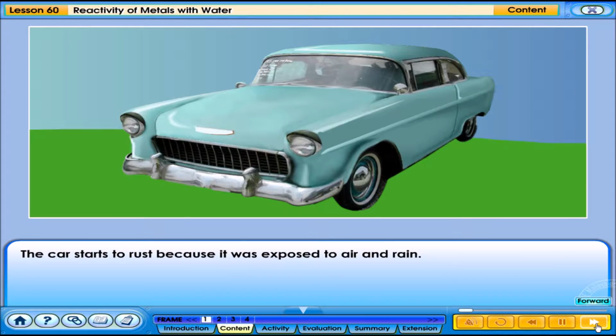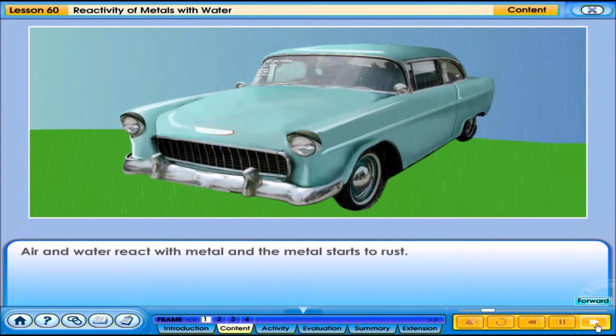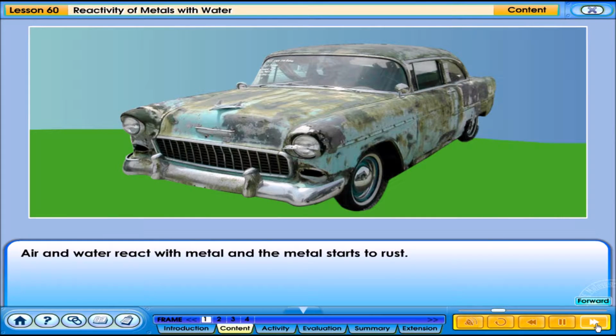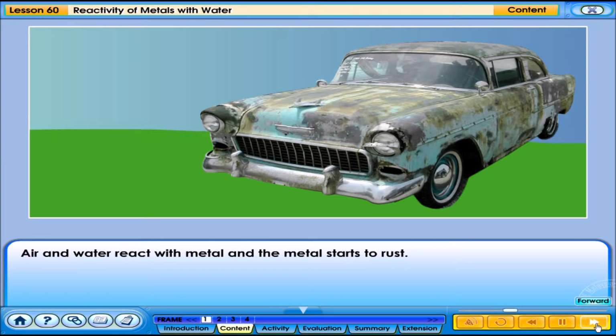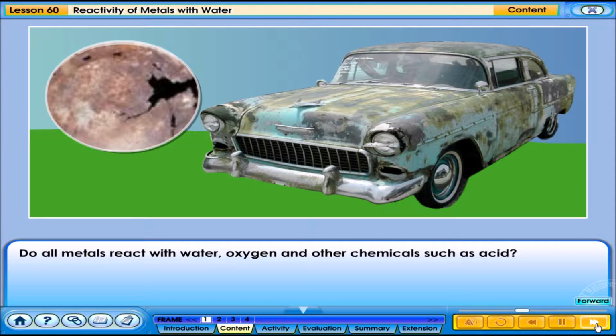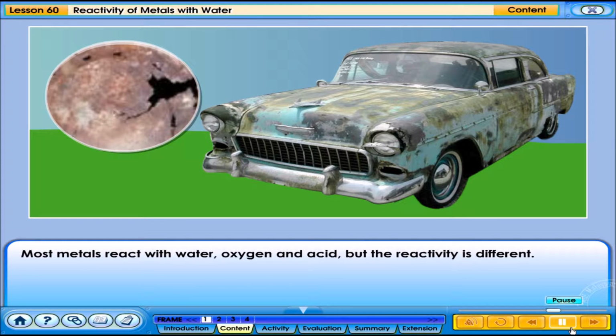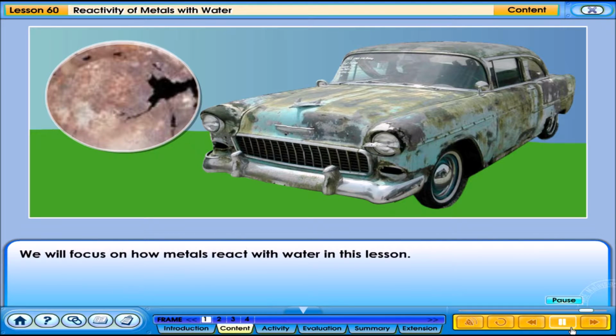The car starts to rust because it was exposed to air and rain. Air and water react with metal, and the metal starts to rust. Do all metals react with water, oxygen, and other chemicals such as acid? Most metals react with water, oxygen, and acid, but the reactivity is different. We will focus on how metals react with water in this lesson.